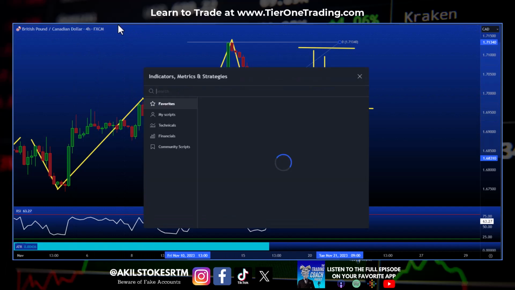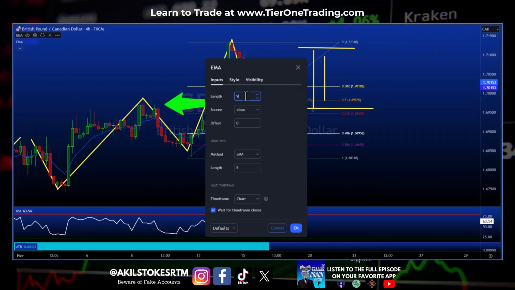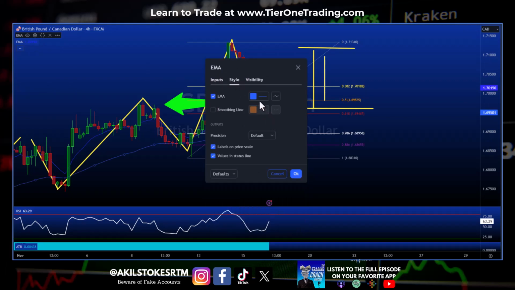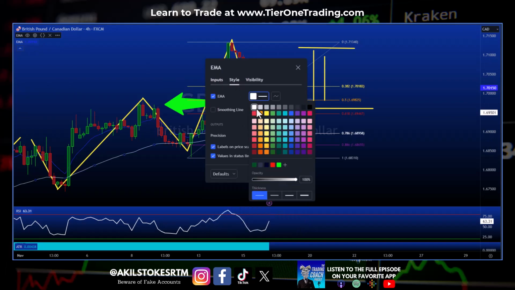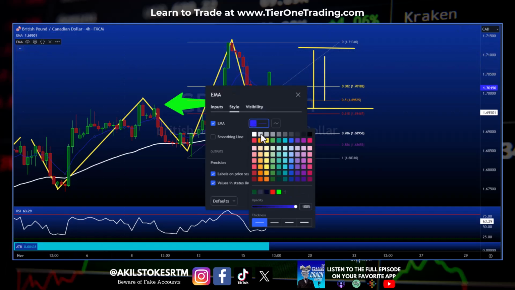So let's go ahead and bring on an exponential moving average. We'll bring in 2 of them so we can kind of hop in Gary's chart and show you exactly what he's looking at. We've got a 50 EMA right here. Let's make it white and a little thicker right there. Boom. And then we have our 20 EMA right here.